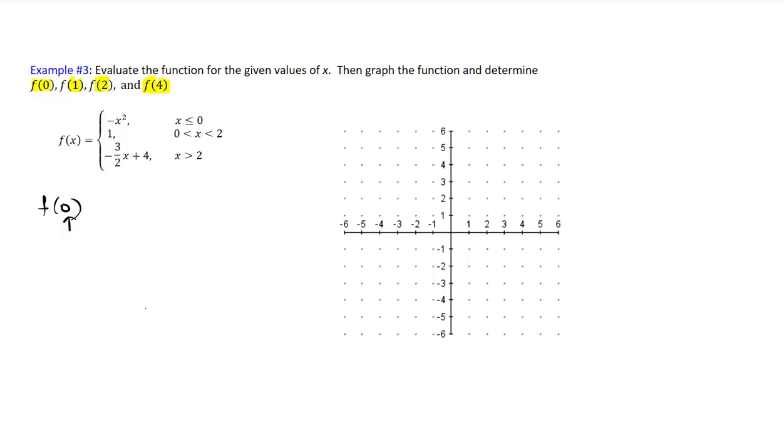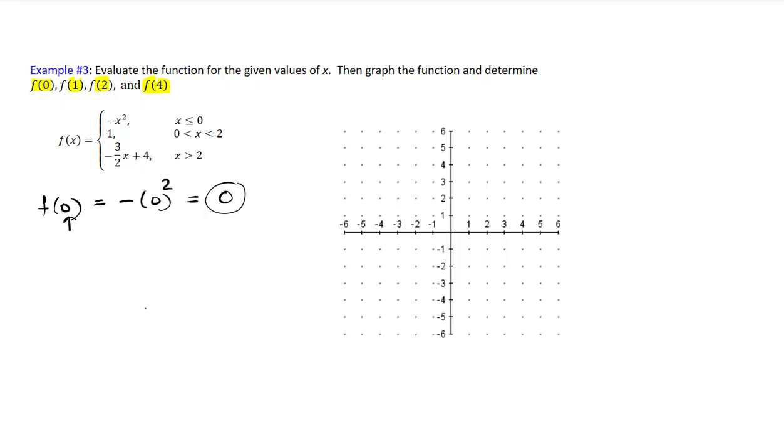The input is 0, and now we need to look at the condition on the function and see which piece it satisfies. Plugging x into the first piece, notice that 0 is less than or equal to 0, making that condition true. And therefore, we would evaluate the function using the quadratic piece, which is negative x squared. So that would be 0 squared, and then negating it, which still remains a function value of 0.